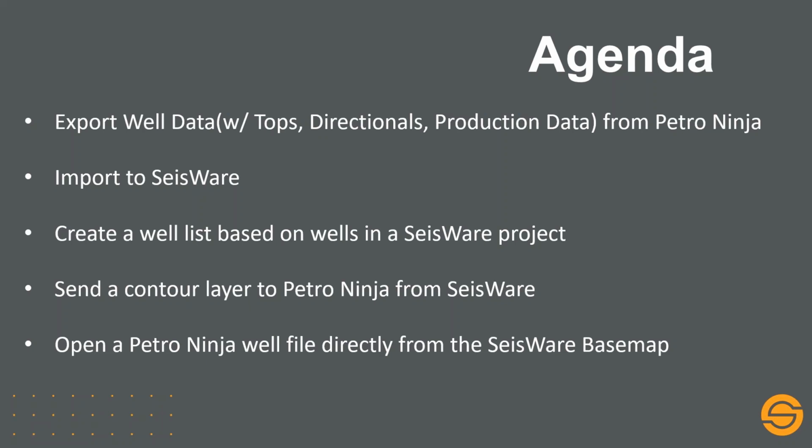We can also create a well list based on those wells in a Sizeware project. So we can take it from the Sizeware project, bring it into Petro Ninja. We can also bring in a contour layer from Petro Ninja, but this feature is a little more experimental and is not broadly available in the platform. But the other thing we can do is open up a Petro Ninja well file directly from our Sizeware base map using a feature called Addins.